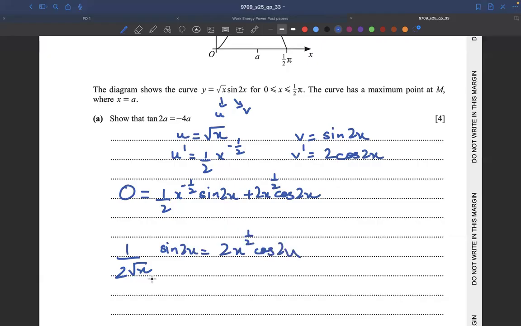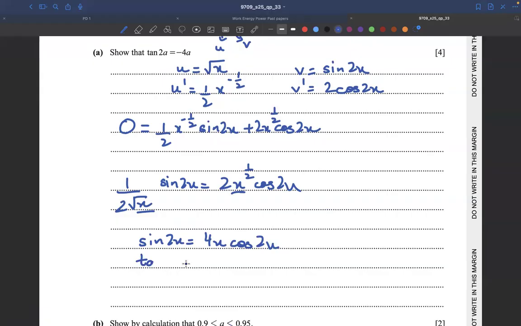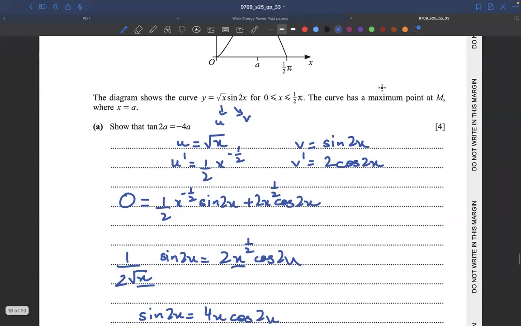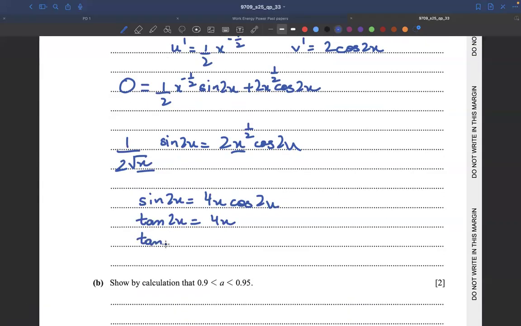Now this is root x and this is root x. When it multiplies, that will become x. 2 and 2 will multiply to become 4. We'll get sine 2x is equal to 4x cos of 2x. Sin 2x upon cos of 2x will become tan of 2x is equal to 4x. Now the maximum point is at x is equal to a, so we can simply write it as tan of 2a is equal to 4a.